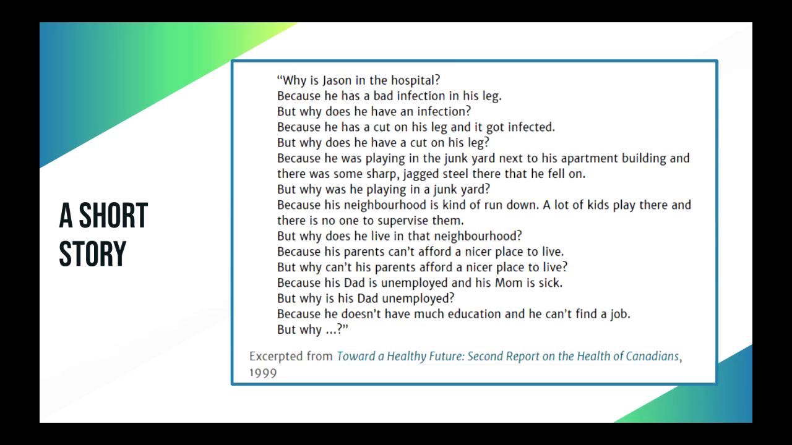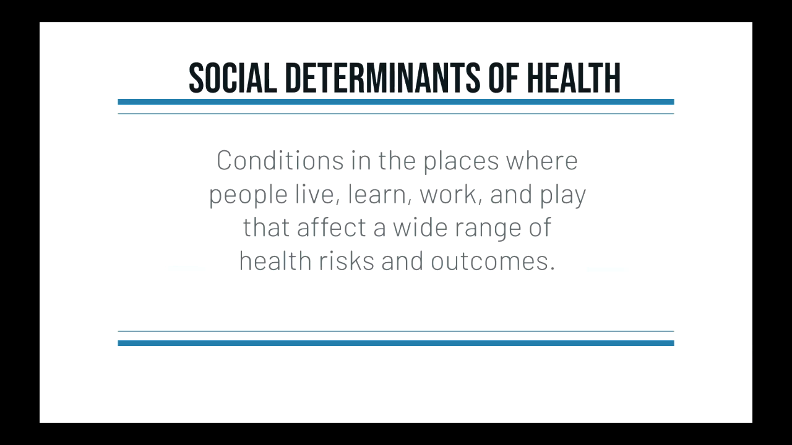Actually, that's a little bit of a trick question. If you said yes, it's not actually Jason's fault. It's due to a number of other factors, which we talked about in the story. Altogether, these factors are called the social determinants of health. The definition of social determinants of health is the conditions in the places where people live, learn, work, and play that affect a wide range of health risks and outcomes.